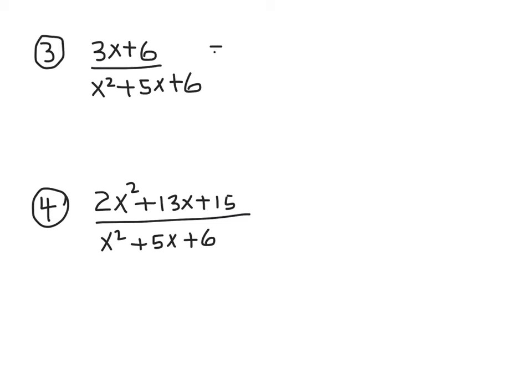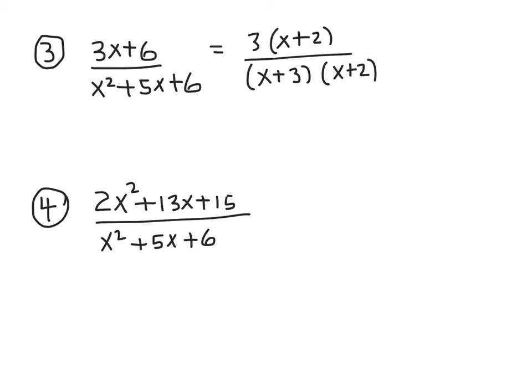So this is my next example. So factor the numerator, so x plus 2. The denominator, when I factor it, I get x plus 3, x plus 2, and then I check what's common. So x plus 2 is common. So my final answer is going to be 3 over x plus 2.